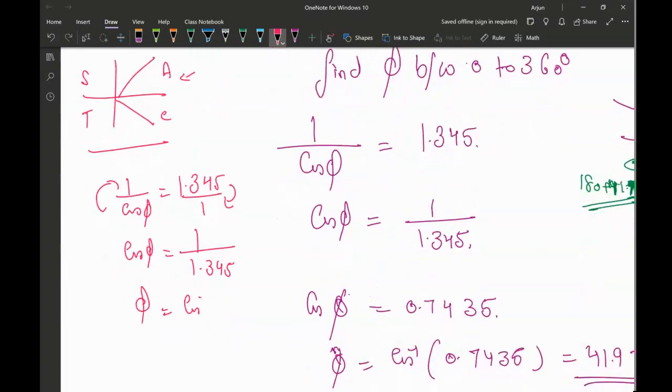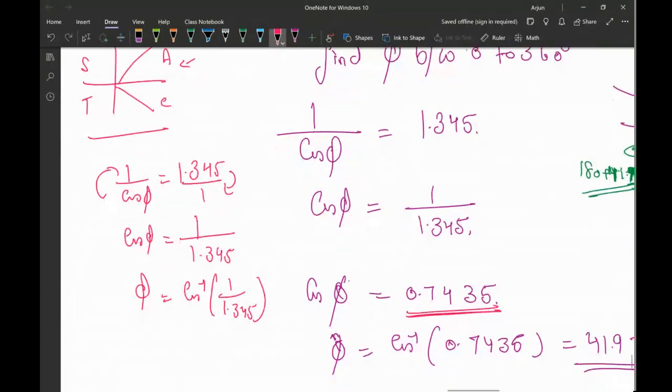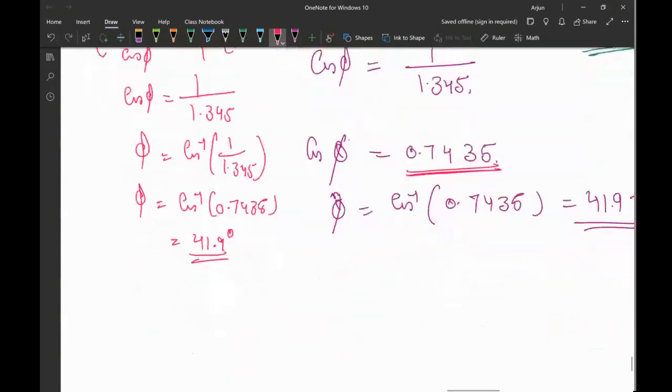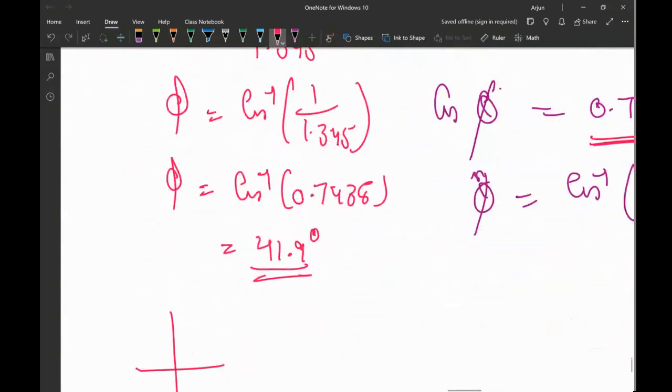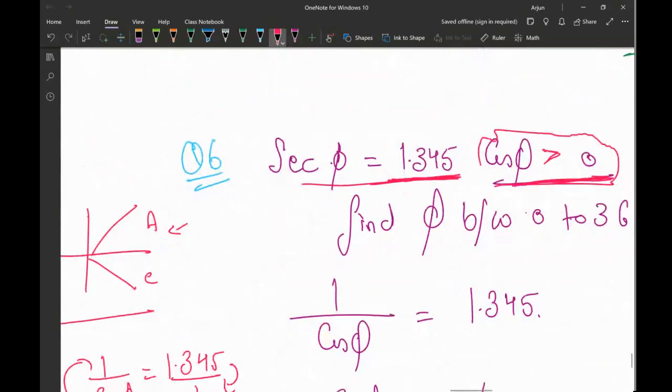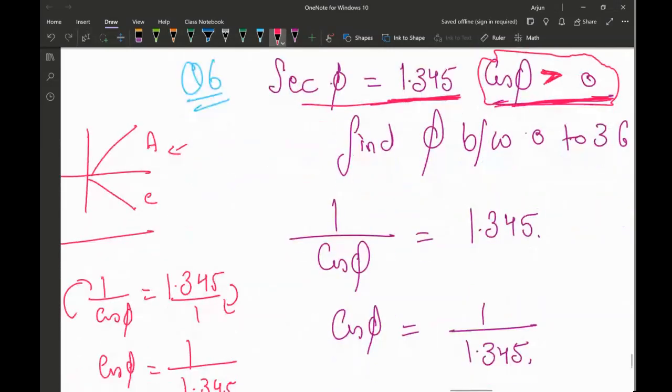So the phi value will be cos inverse of 1 divided by 1.345, and you're going to get the value as 0.7435. Phi will come out to be cos inverse of 0.7435, which is 41.9 degrees. So this angle is 41.9 degrees. Again, cos has to be positive. I changed the question from the review, because that wasn't the right question, so it has to be positive.